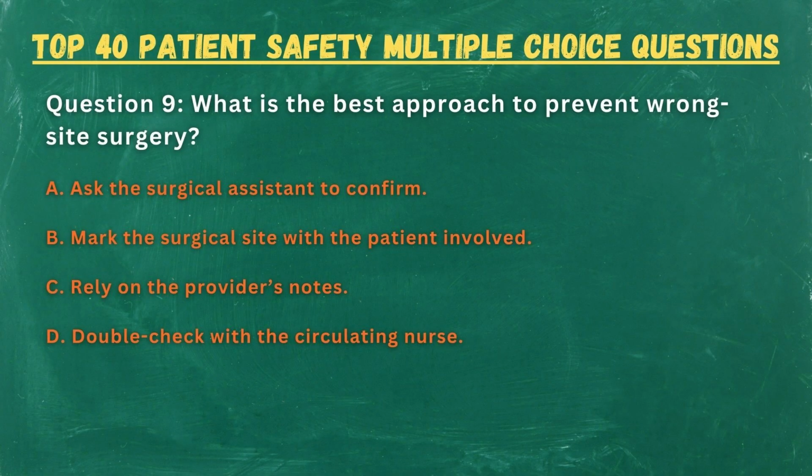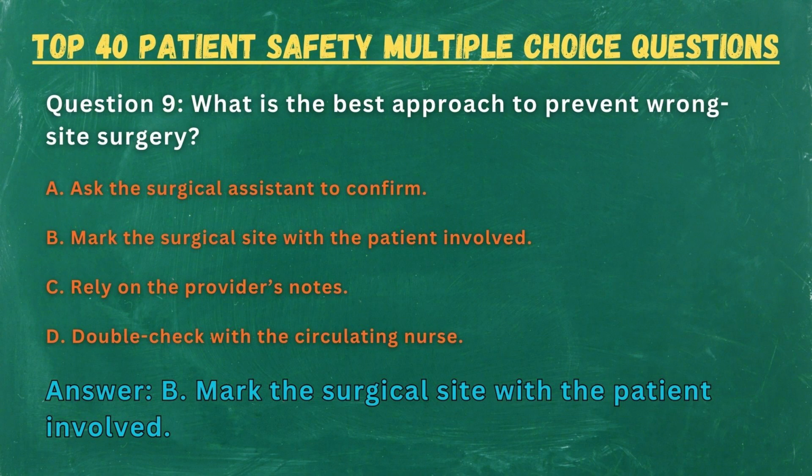Question 9. What is the best approach to prevent wrong site surgery? A. Ask the surgical assistant to confirm. B. Mark the surgical site with the patient involved. C. Rely on the provider's notes. D. Double-check with a circulating nurse. Answer: B. Mark the surgical site with the patient involved.